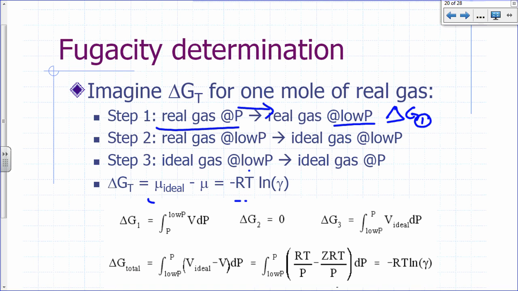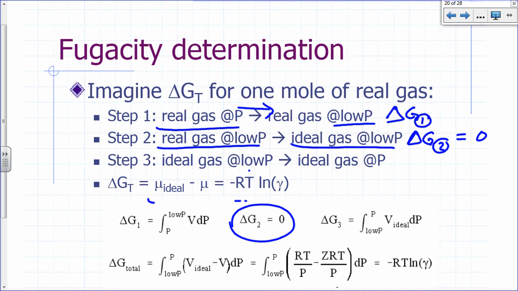Once we have our real gas at very low pressure, it's going to behave ideally. So the change from a real gas at low pressure to an ideal gas at low pressure, delta G for that step, delta G2, is going to be equal to 0. And then finally, now that we've changed our gas into an ideal gas at low pressure, we raise the pressure of that ideal gas back to the pressure that we want. But it's now an ideal gas at that pressure. Delta G for step 3 would just be delta G for that.